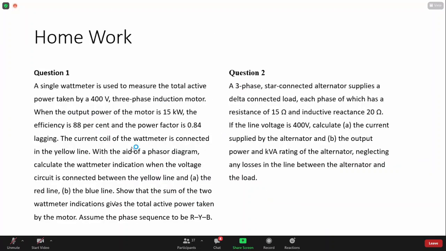And then I have two questions here for your practice. You can start working on them tonight, and we can go through them in the tutorial tomorrow.